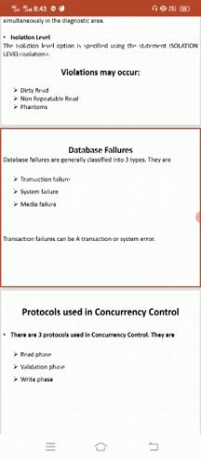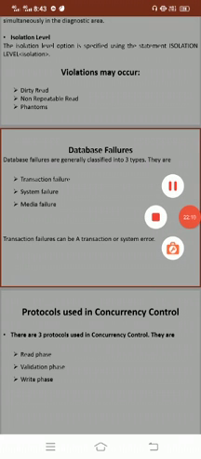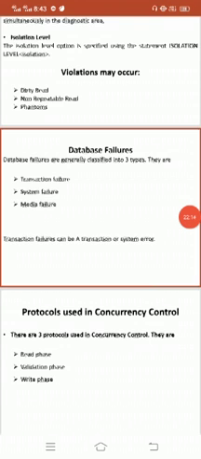The third one is called media failure. So what is meant by media failure here? Media failure is nothing but disk failure. So what is meant by disk failure here?